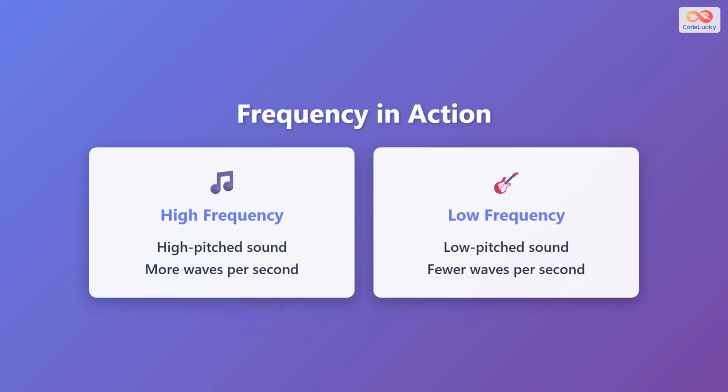Frequency has real-world effects we experience daily. In sound waves, high frequency produces high-pitched sounds, like a whistle or a bird chirping. This means many waves are passing per second. Low frequency creates low-pitched sounds, like a bass drum or thunder, where fewer waves pass per second. The human ear can detect frequencies ranging from about 20 Hz to 20,000 Hz. Different frequencies give us the rich variety of sounds we hear in our environment.